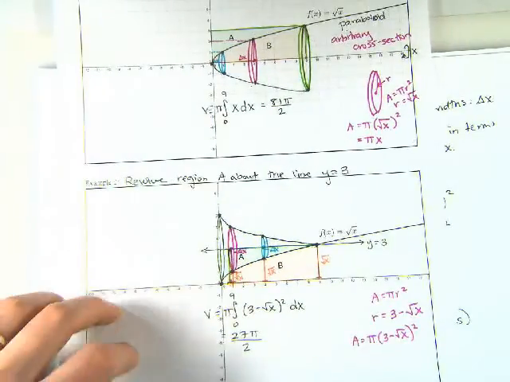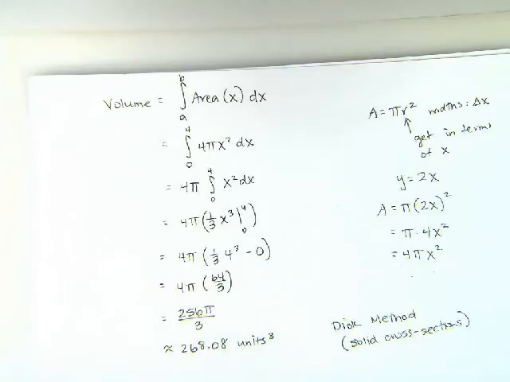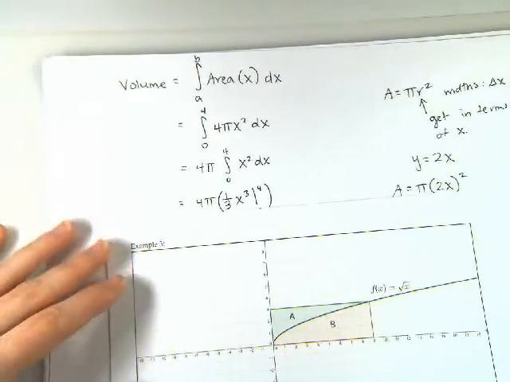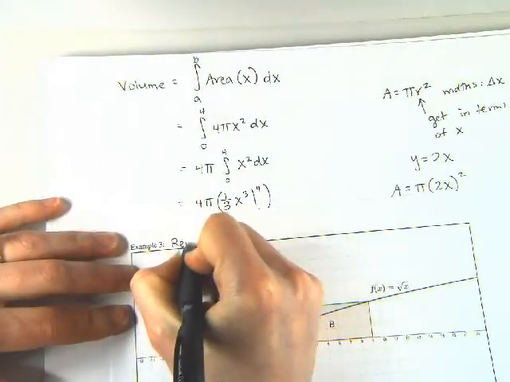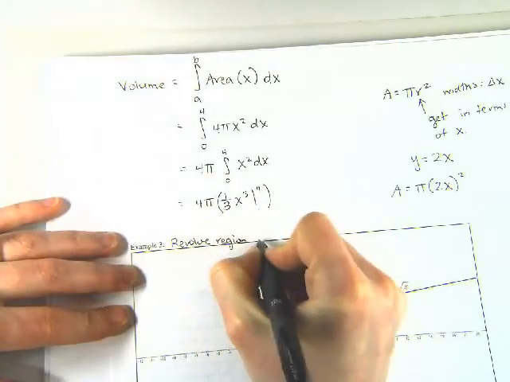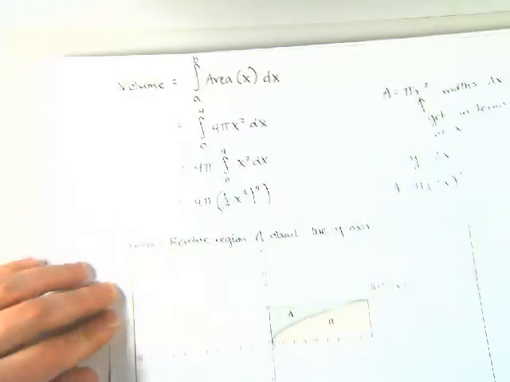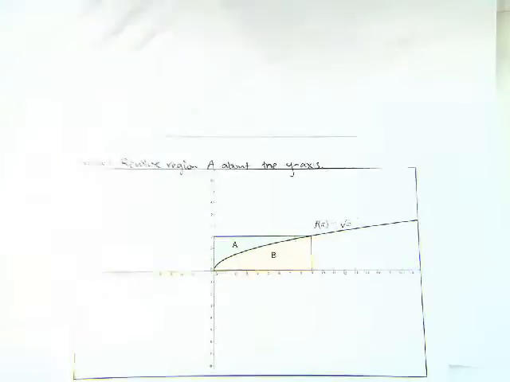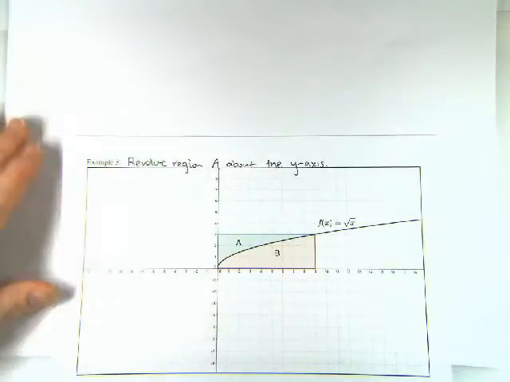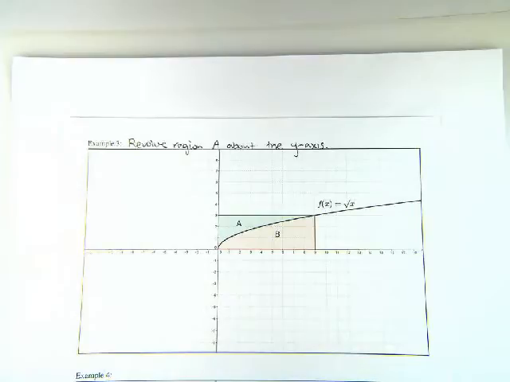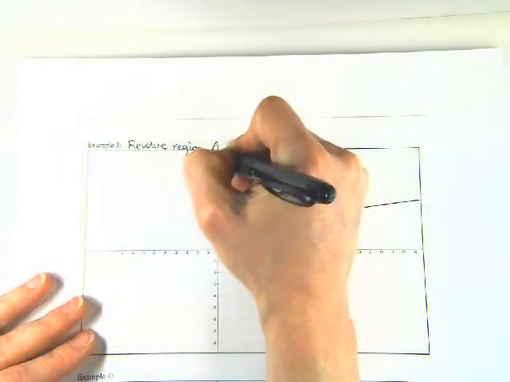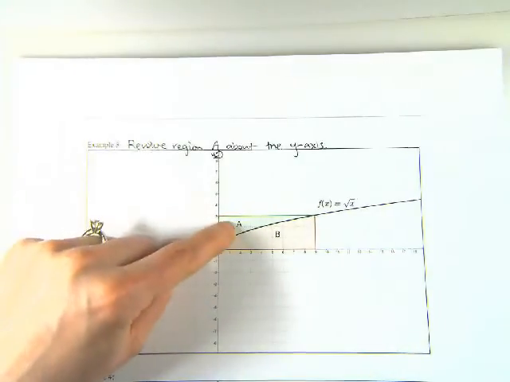I think we do need to do one more before I can let you loose on the activity part. Because I want us to do one around the y-axis. We haven't done one of those yet. So let's take region A, revolve region A about the y-axis. Okay, so a y-axis one this time. So here's the y-axis, we're revolving around that, and it's region A that we're revolving.